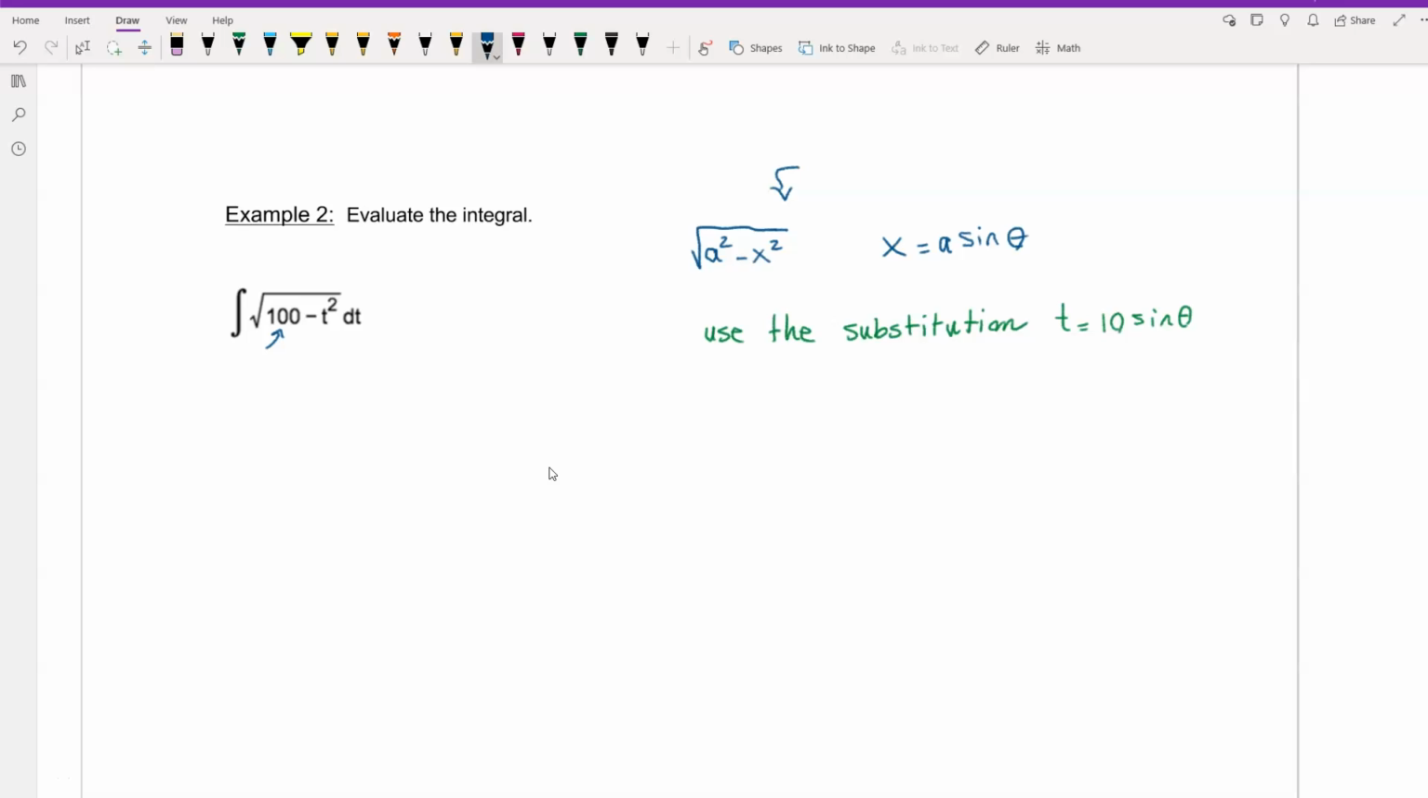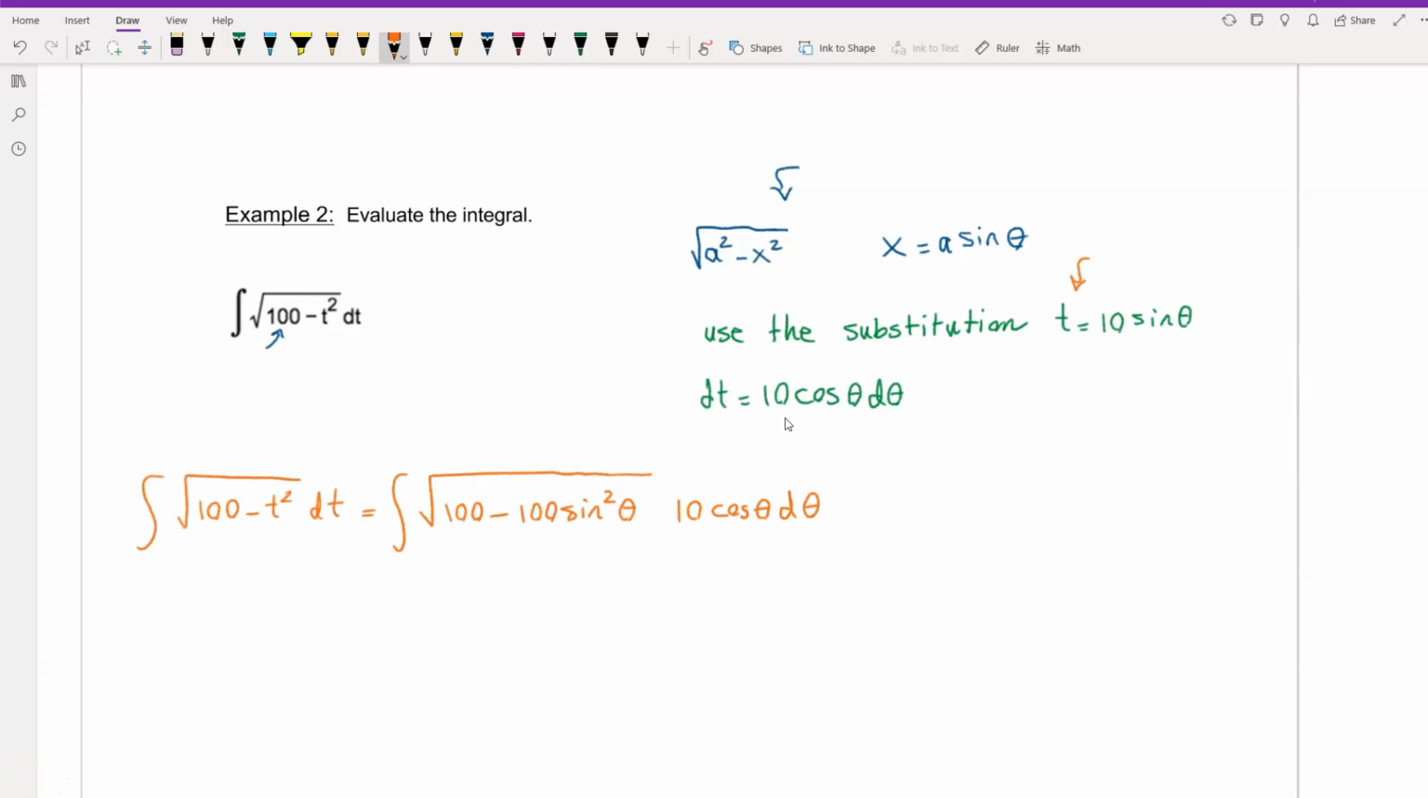So use the substitution t equal to 10 times sine theta. So using t, now we have to find dt, so derivative, that is equal to 10 times cosine theta d theta. And now find integral. This is equal to integral square root of 100 minus, instead of t, here I'm using 10 sine theta. So t squared is equal to 100 sine squared. And then here on this part, multiply by dt, and that is equal to 10 cosine theta d theta.